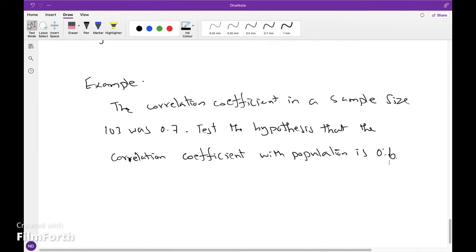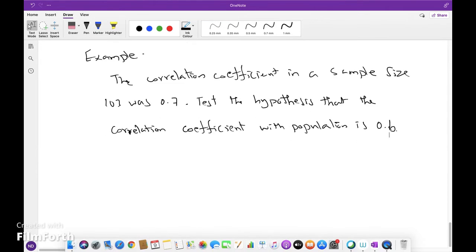But the last problem, a sample of n pairs of observations showed a correlation coefficient of 0.2. Can we conclude that the sample belongs to an uncorrelated population? But in this question, the sample size was some number. Test the hypothesis that the correlation coefficient with the population. So, solution.